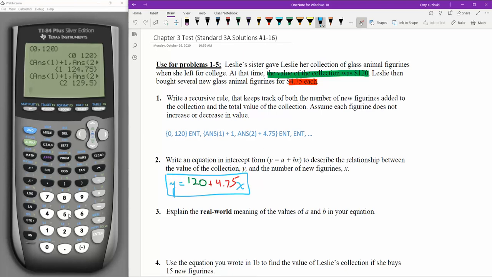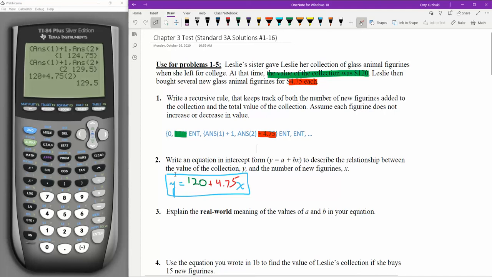Okay, so I could check that by doing 120 plus 475 times 2, and I should get 1070. There it is. All right, explain the real-world meaning of the values of a and b in your equation. Well, just like I was saying when we were writing the recursive rule, 120 is our starting amount, and the plus 475, that's our added value.